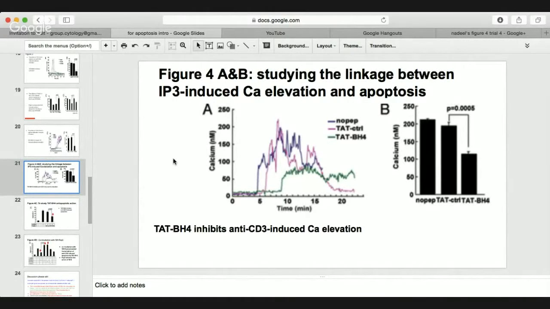They studied the linkage between IP3-induced calcium elevation and apoptosis. They used the Jurkat human T-cell leukemia line, and 4A is a representative of calcium traces recording of the calcium elevation induced by anti-CD3 antibody in the presence of TAT control or TAT-BH4 peptides. They found that TAT-BH4 inhibits the anti-CD3 induced calcium elevation. 4B is a histogram summarizing the results of the average peak of the anti-CD3 induced calcium elevation in response to the different peptides.